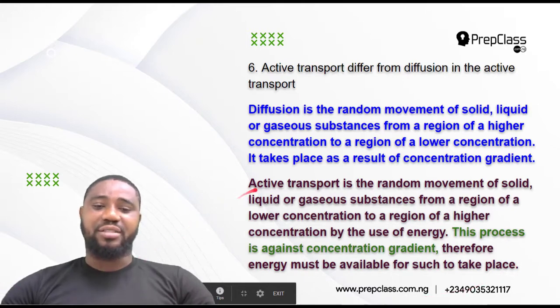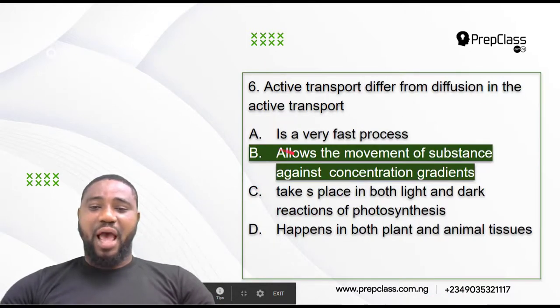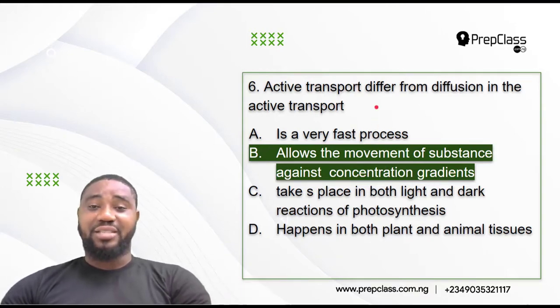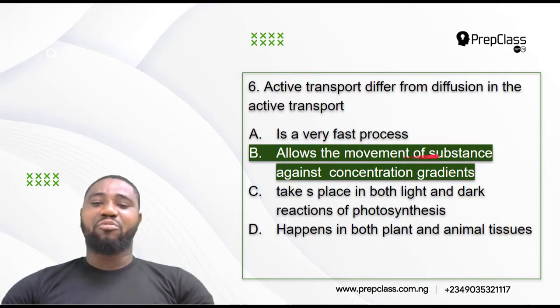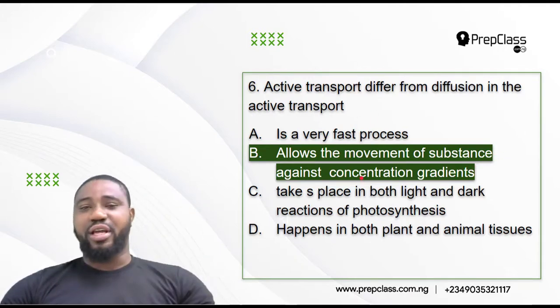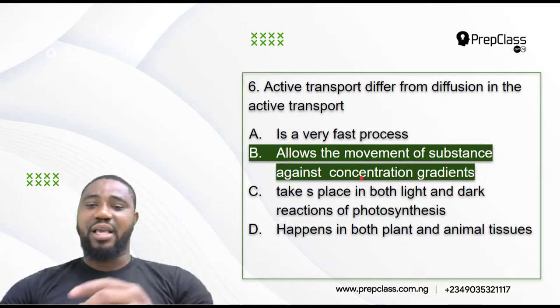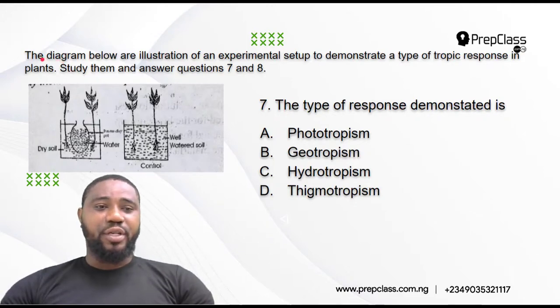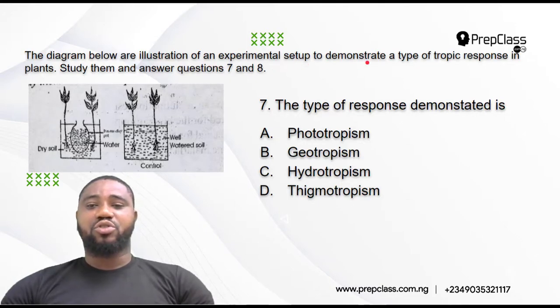The correct answer is option B, allows movement of substance against concentration gradients. You know, diffusion allows movement of substance as a result of concentration gradients, but active transport allows movement of substance against concentration gradients, causing them to move from lower concentration to what? Higher concentration.